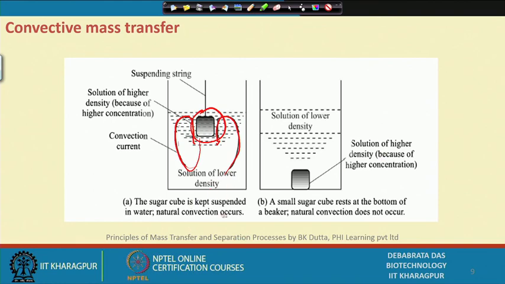When the sugar cube is kept in suspension in water, natural convection occurs. But when the small sugar cube rests at the bottom of the beaker, touching the bottom surface, natural convection does not occur because one side is blocked. So, natural convection will be affected by that.